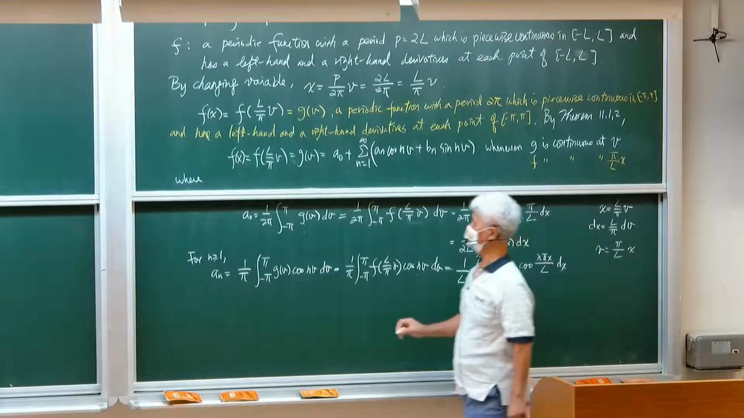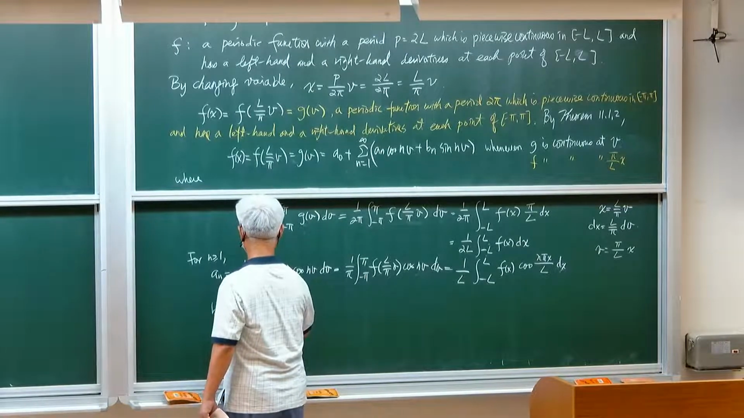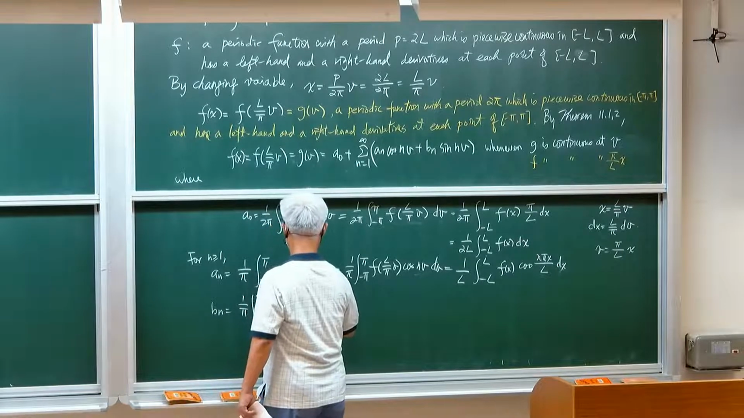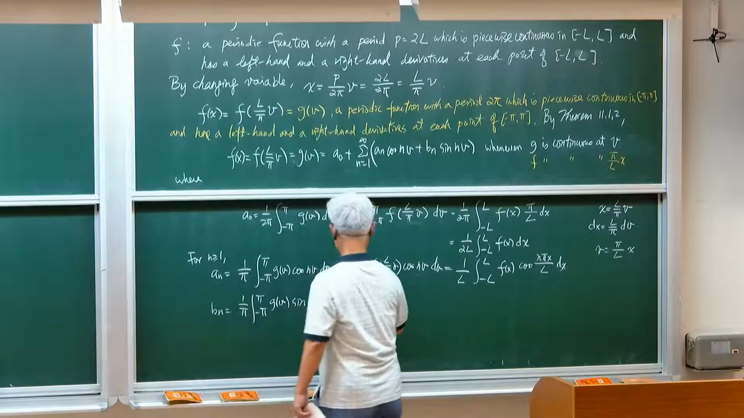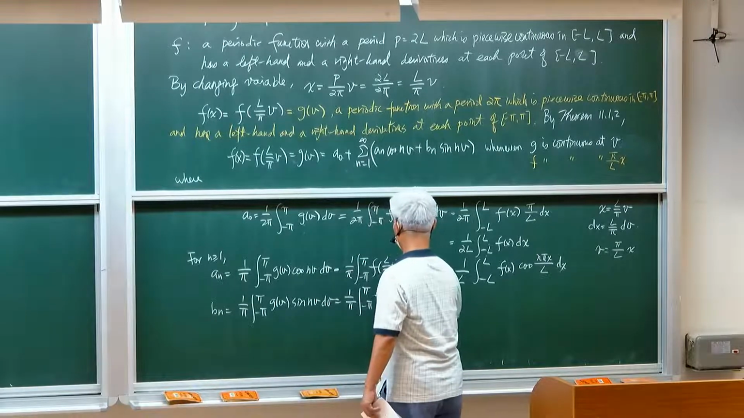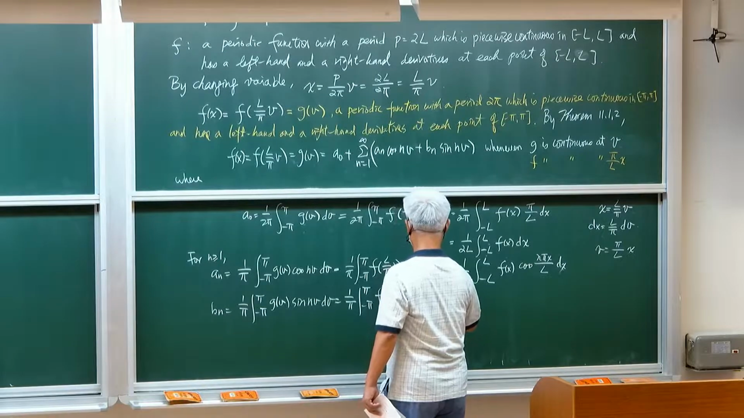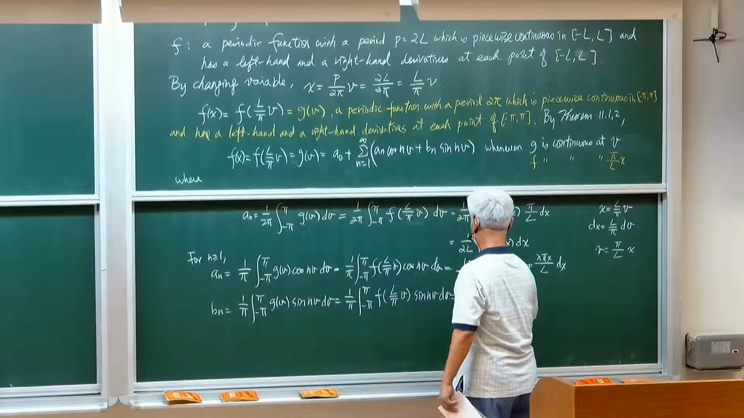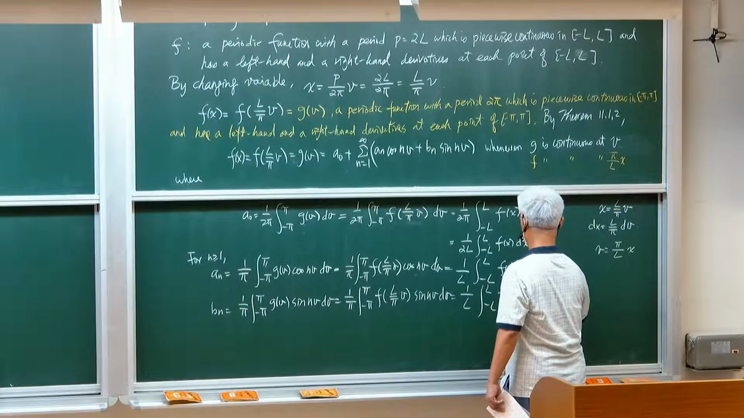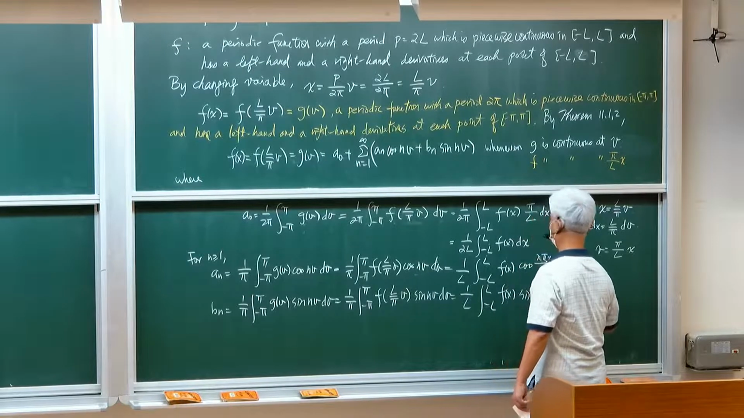Okay, and the Bn again, sine nv dv. So this is f of L over pi times v, sine nv dv. So this is 1 over L, the integral from minus L to L of f of x times sine n pi x divided by L, dx.